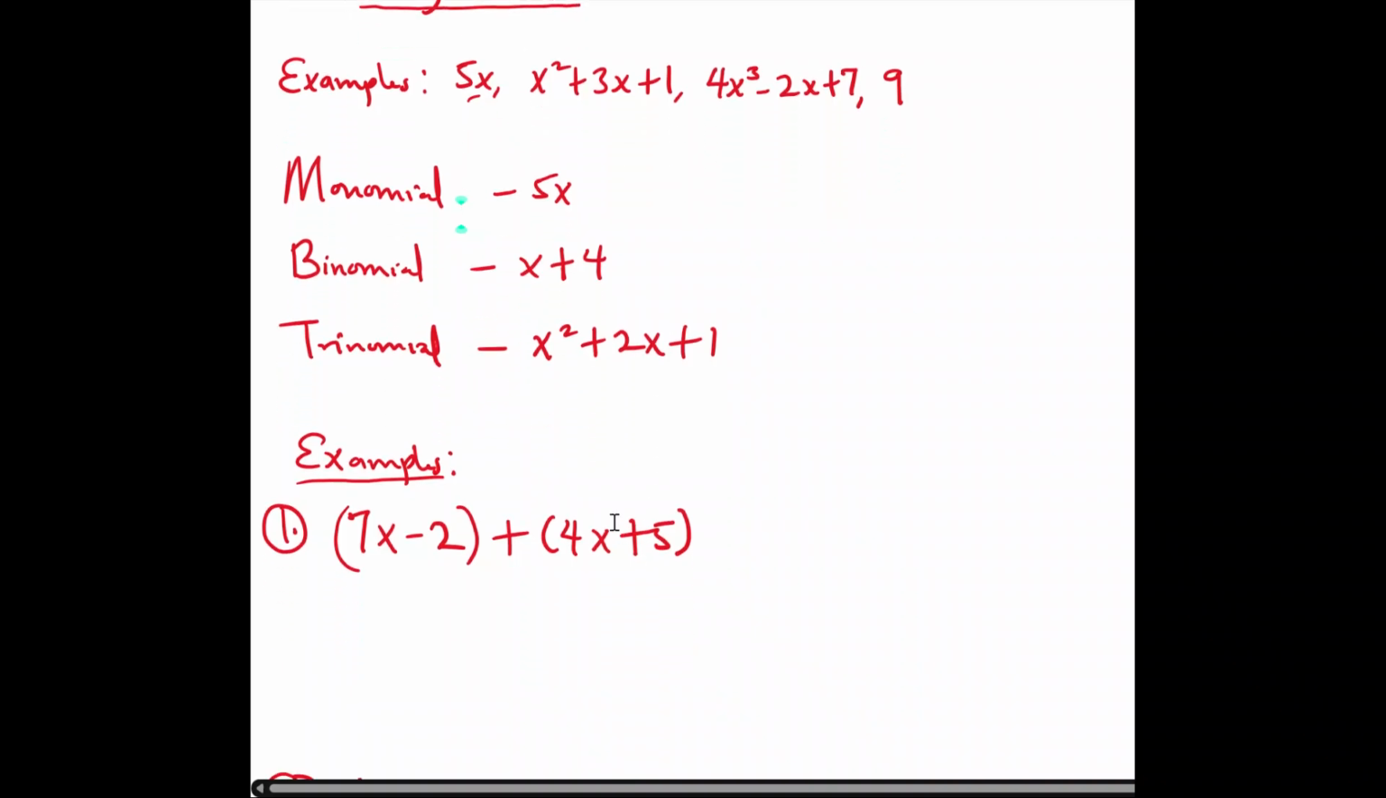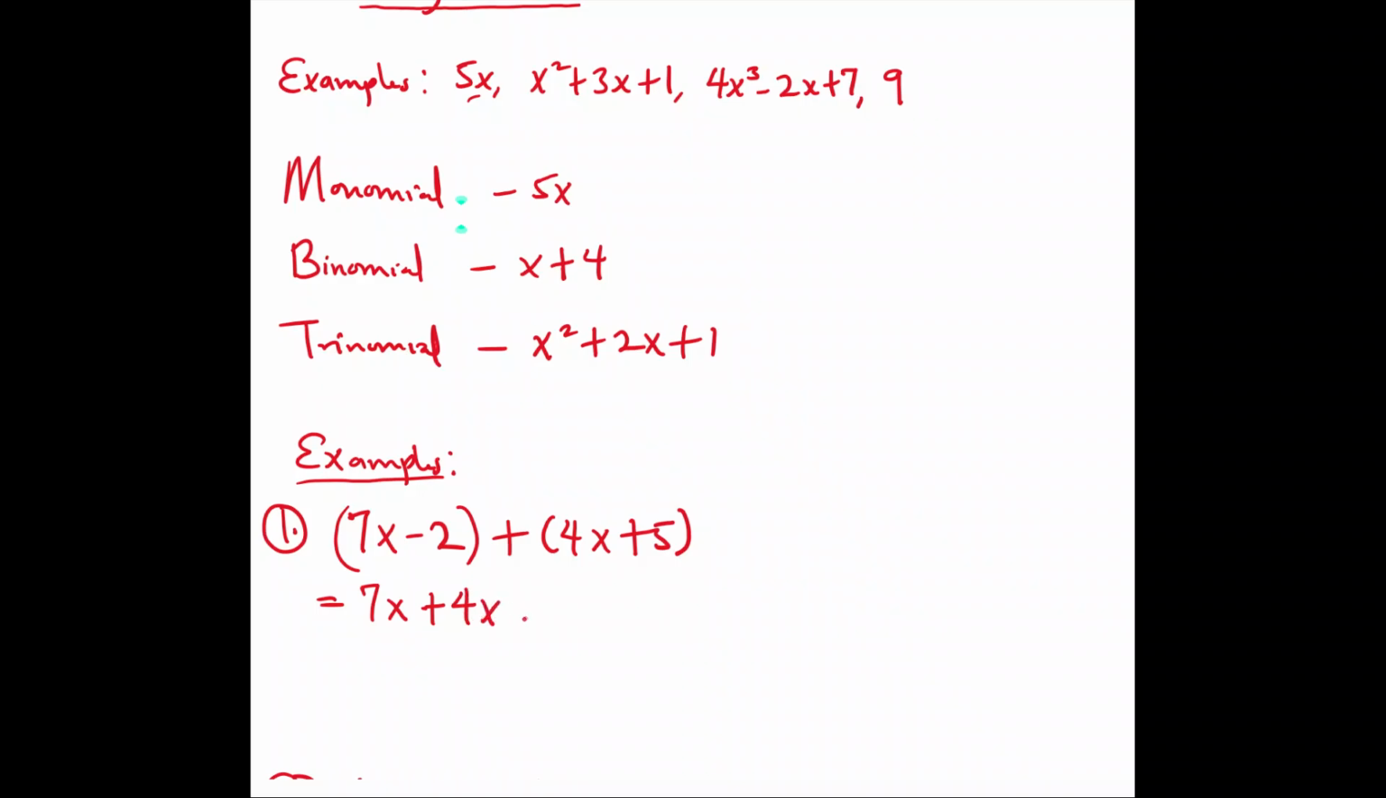So the first example we have here is 7x minus 2 plus 4x plus 5. So we are just going to open the bracket and add and subtract. First of all, I would like to collect the like terms. So I will take 7x plus 4x together, and then I have minus 2 plus 5. So 7x plus 4x is 11x, and then minus 2 plus 5 is plus 3. Okay, so we have 11x plus 3 in this case.